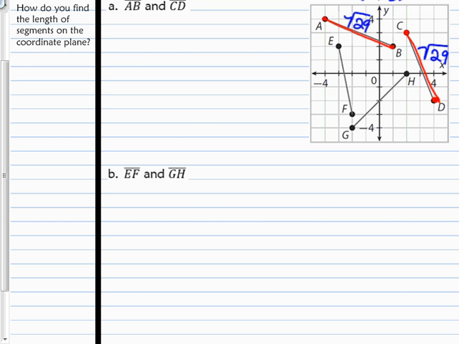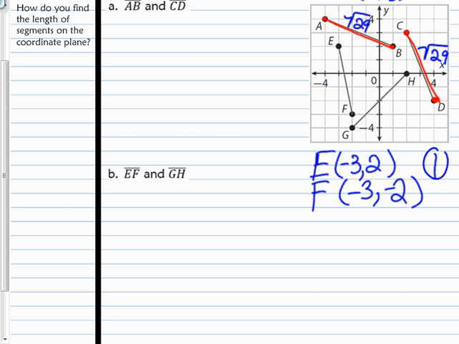Okay. So point E is at negative 3, 2, and F is at negative 3, negative 2. Yep, that's correct. E is going to be my first point, and F is going to be my second point. I want you to go ahead and pause this video and use the distance formula to find the distance from E to F.